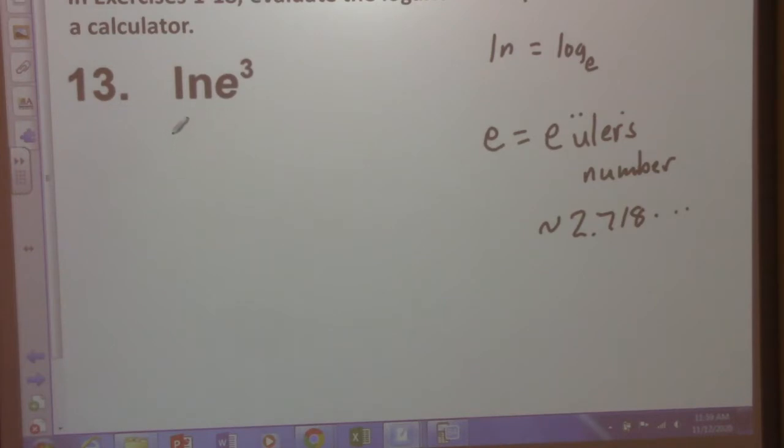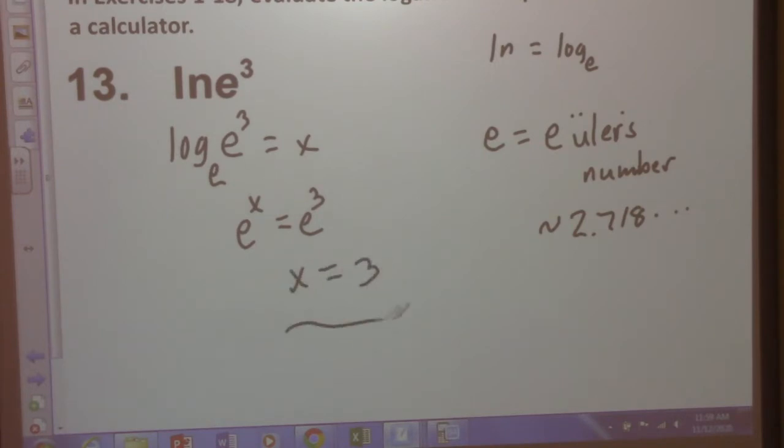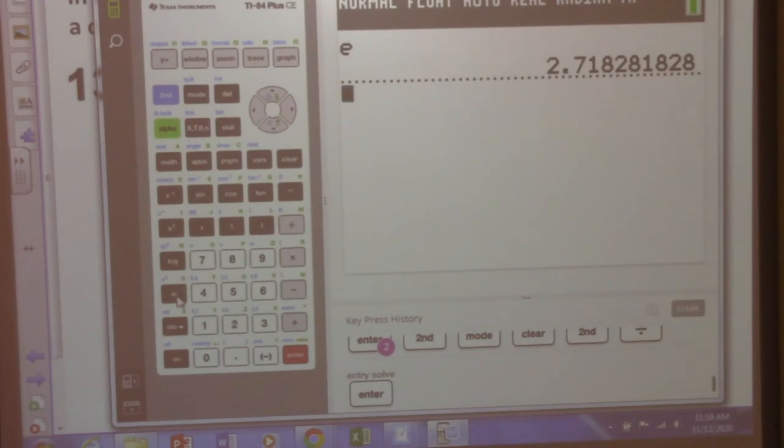So anyway, I'm going to rewrite number 13 as log base e of e to the power of 3. If we set that equal to x, what is this going to be equal to? It's going to be e to the power of x equals e to the third power, so x is equal to 3. And you know where the ln key is on your calculator? That's this one right here. That's your natural logarithm key.